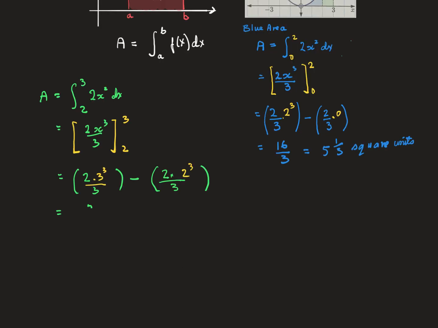Just working that through, I think that's 27 times 2 is 54 over 3. Take away 16 on 3, which will leave us 38 over 3, which gives us 12 and 2/3. Once again, this is area, so we'll call it square units.